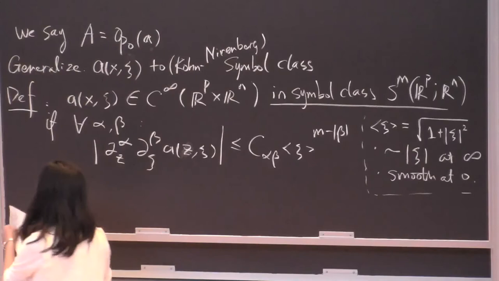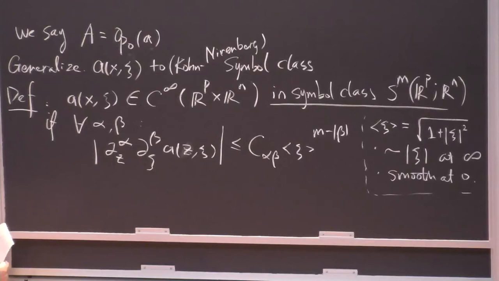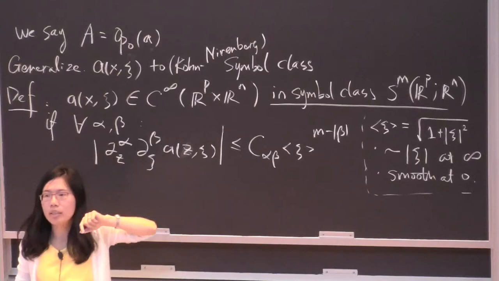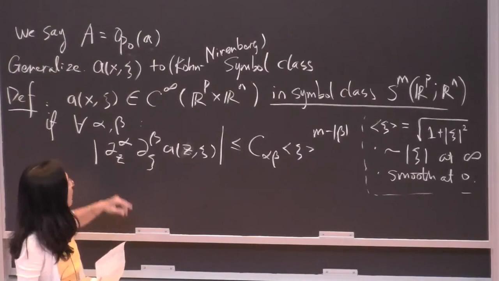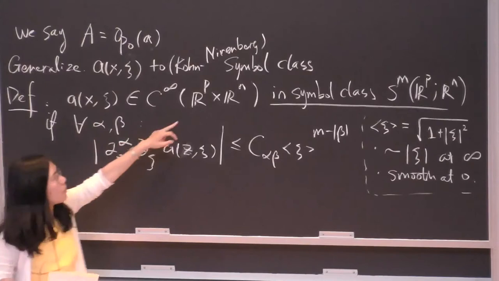Before I move on to talk about the implications, let me first say that here I purposefully use p and n as two different numbers. For most of the first lecture, p and n are going to be the same. But later, we'll see that I'm going to introduce x, y there, which will make p to be 2n. That's why I put it here.